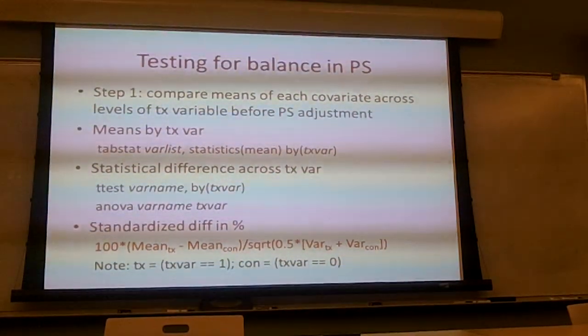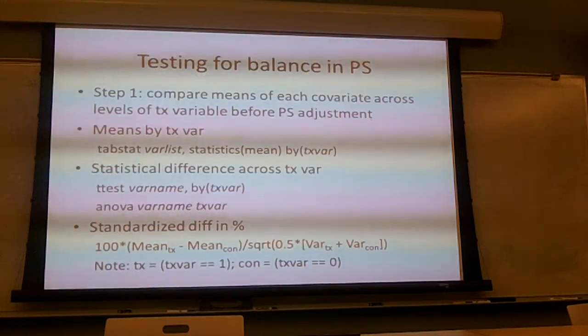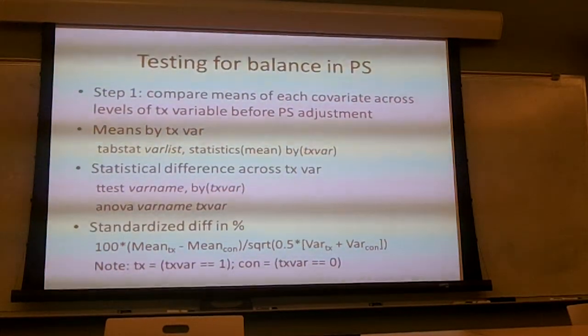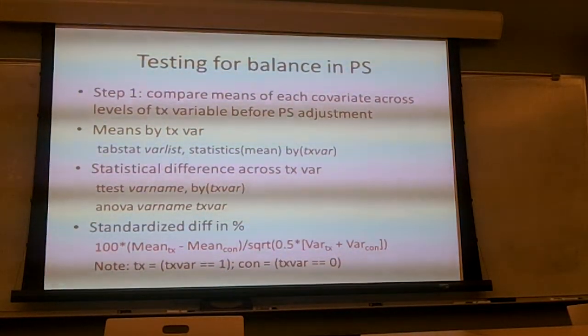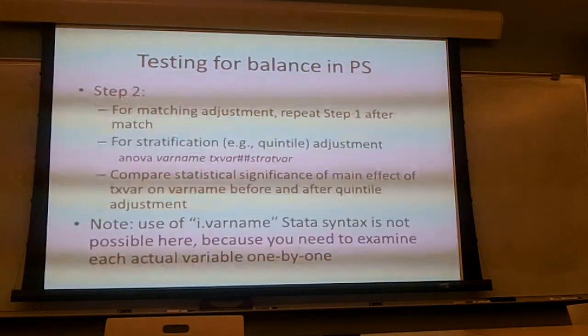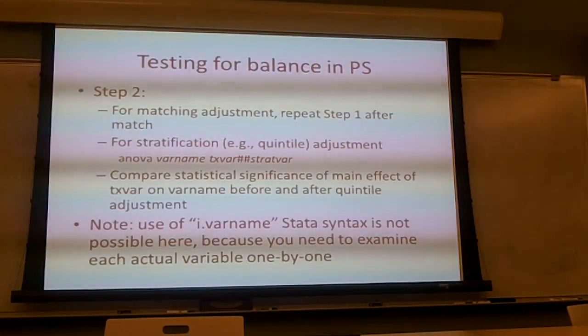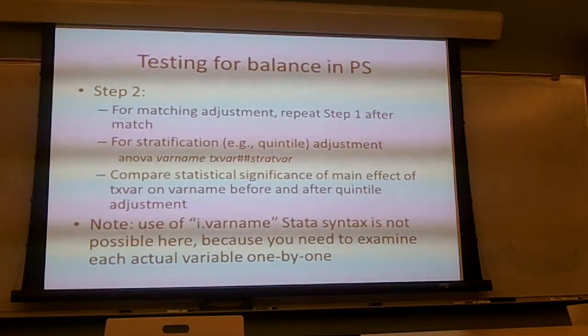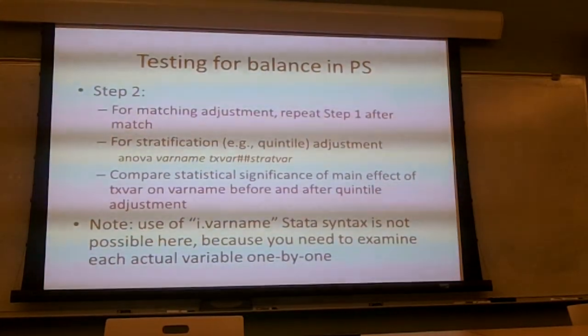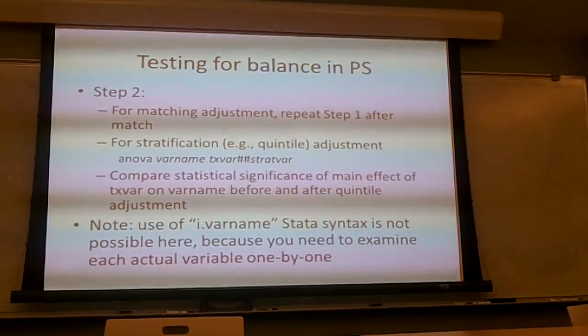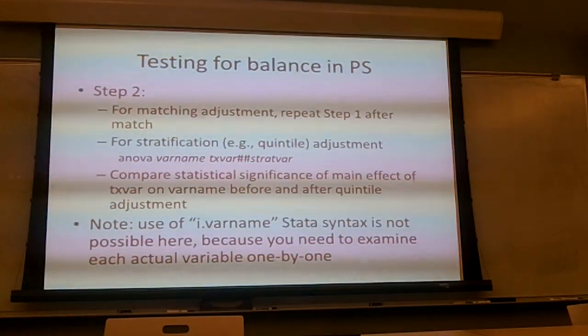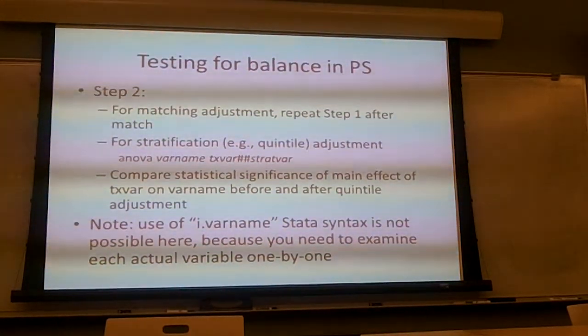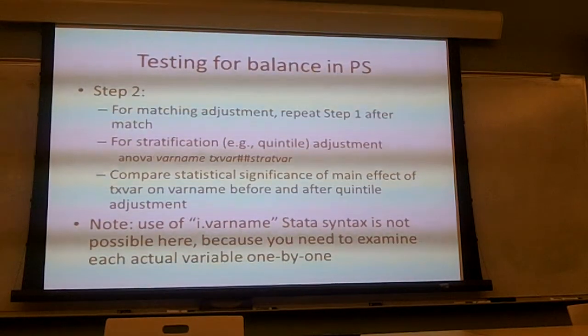All right, so that's the setup, regardless of what type of propensity score analysis you're going to be conducting: matching, stratification, whatever. And then once you've actually done the propensity score, you want to test for balance post hoc and see if whatever application of your propensity score you're using actually is successful in balancing your covariates of interest.